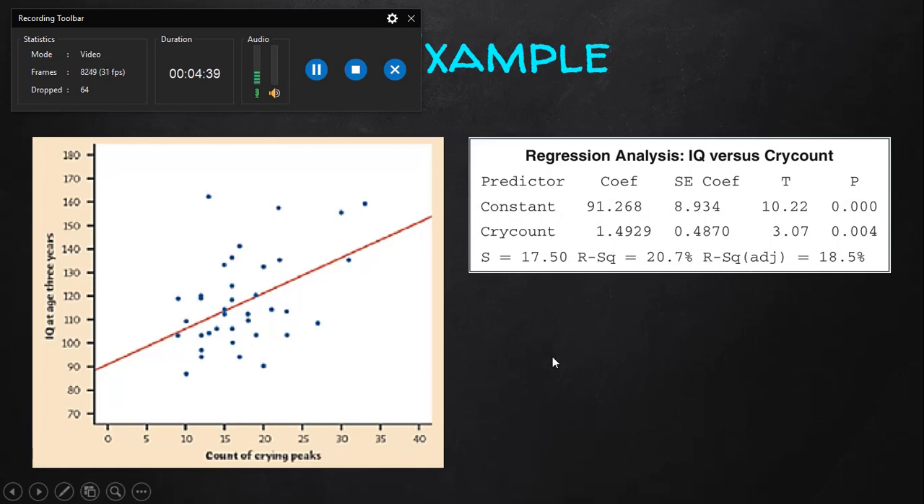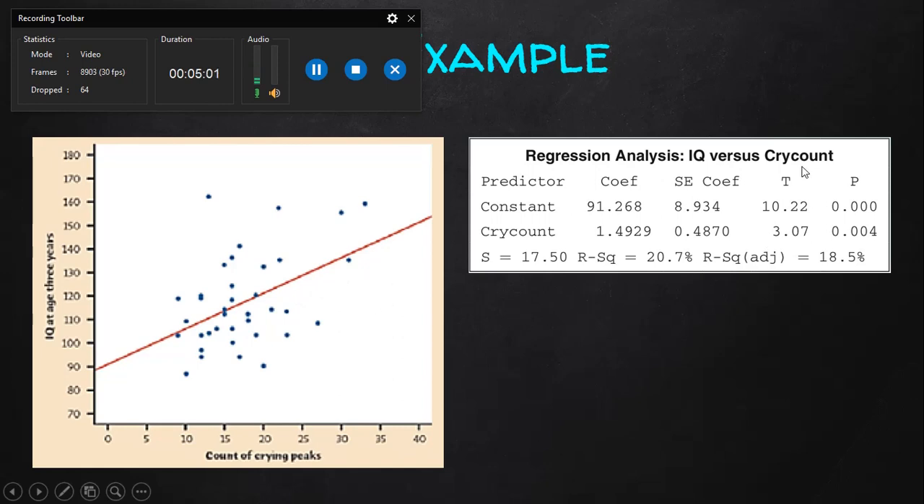So the first thing you would do is enter your data into a spreadsheet so that we could see a scatter plot. We can see the cry count would be the explanatory variable and the IQ is the response. I think that this data looks moderate. I don't think it looks very strong, but they did place a least squares regression line into the data. So it looks like it's got a positive relationship.